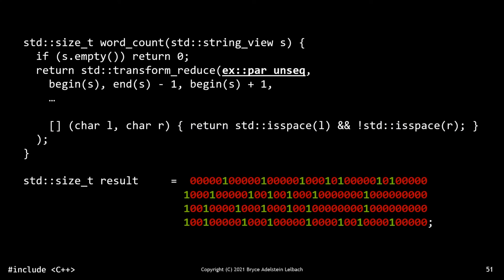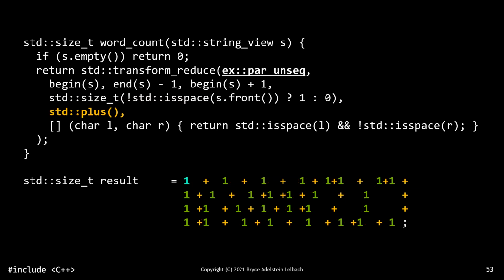The pseudo sequence produced by the transformation will look like this. For every word, one and only one of the transformation invocations returns true. But what about the first character of the string? We never actually test it with our transformation function. We start at the second character. So, we account for the first character in the initial value of the reduction. Our reduction operator is just plus. After the transformation, we have a sequence of bools. Summing that sequence into an integer will give us the word count.